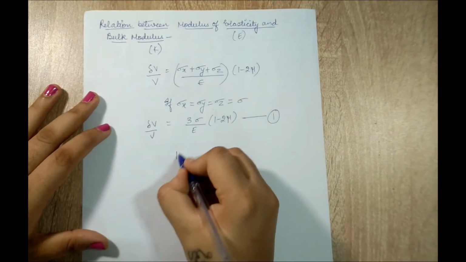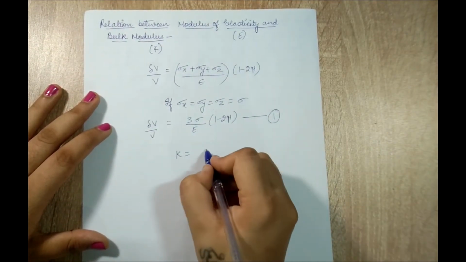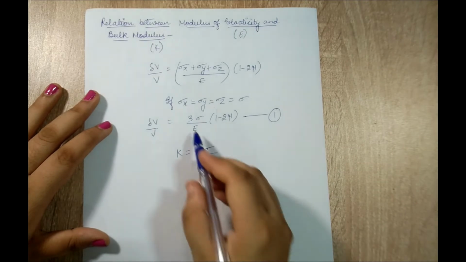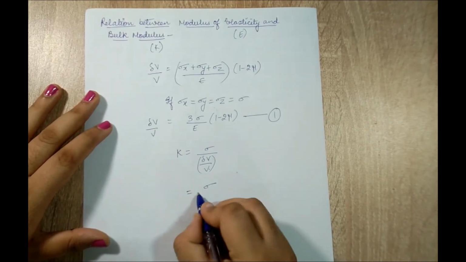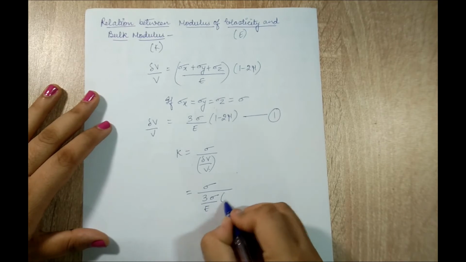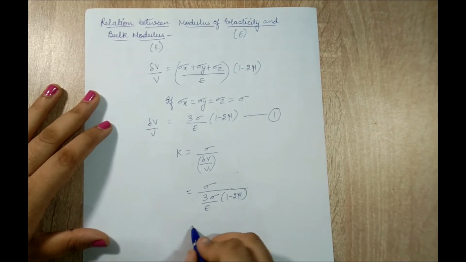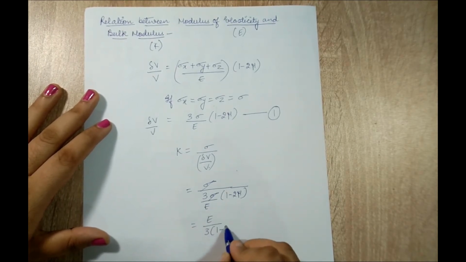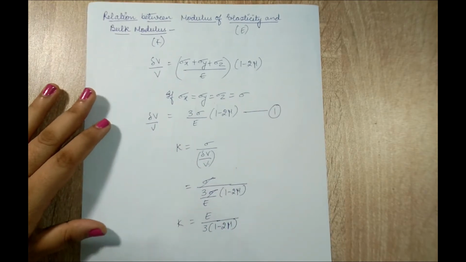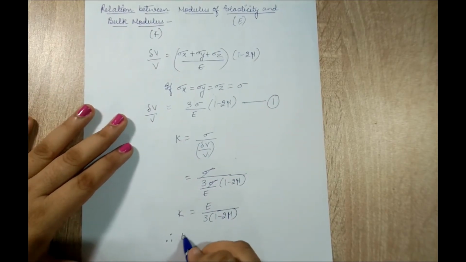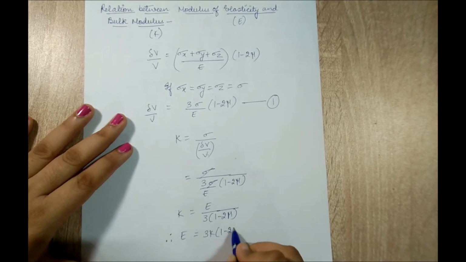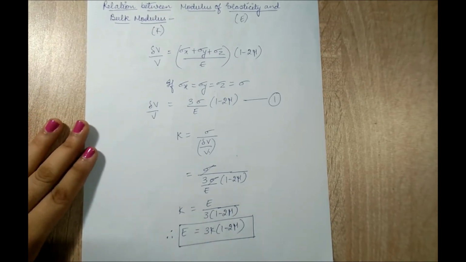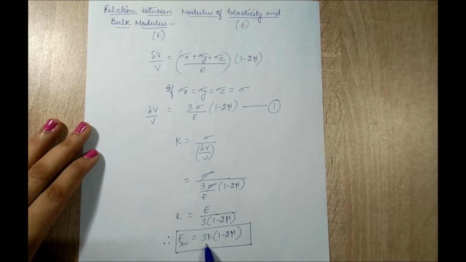We know the equation for K, which we just read, is direct stress sigma upon delta V by V. So when I substitute this delta V by V from equation 1, I get sigma divided by 3 sigma upon E into (1 minus 2 mu). Here this term sigma gets cancelled and E gets multiplied above. So E upon 3 into (1 minus 2 mu) is my K. Therefore, I will write E is equal to 3K (1 minus 2 mu). This is the equation which I was using in my previous lecture. So this is a very simple derivation for the relation between E and K.